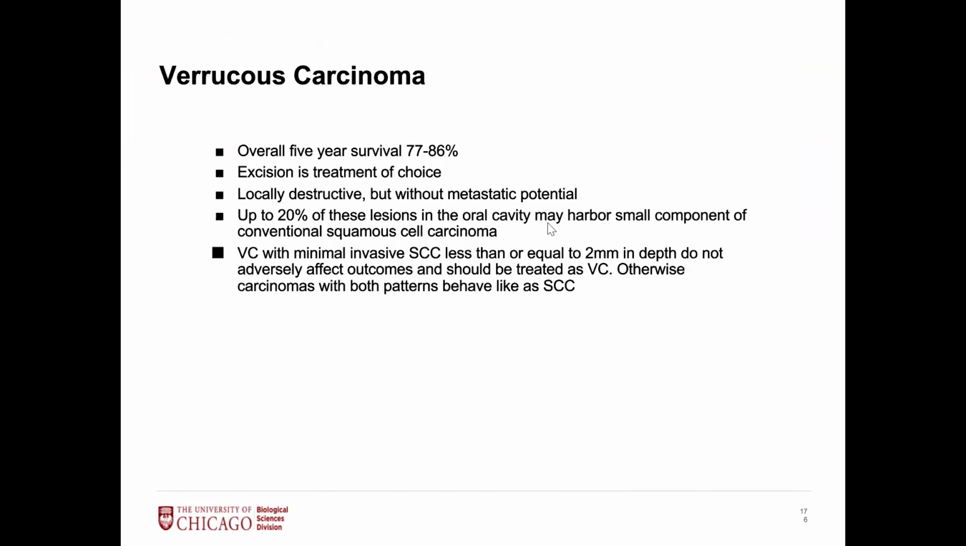So locally destructive but without metastatic potential, but it can have this component of conventional squamous SCC. And if this conventional SCC is greater than 2 mm, then it's going to behave like a conventional SCC.